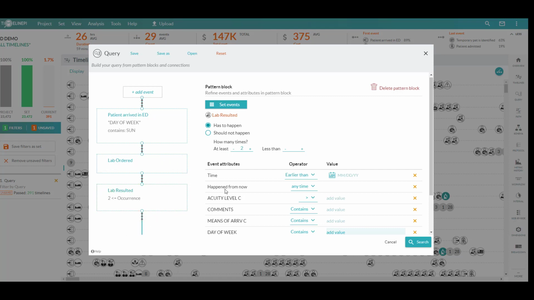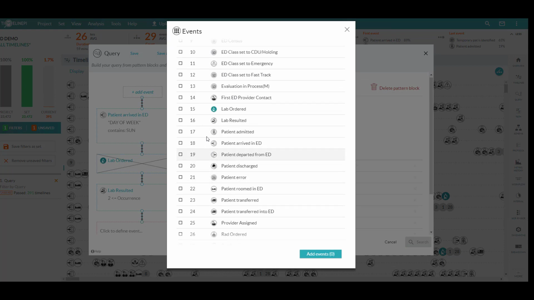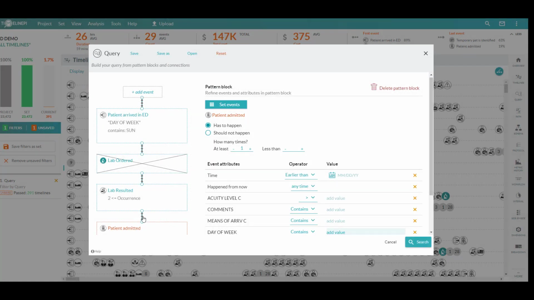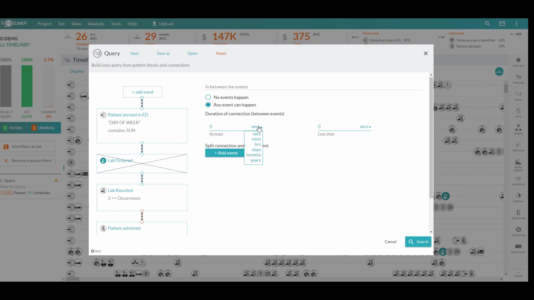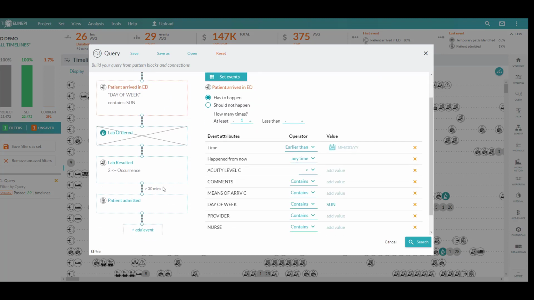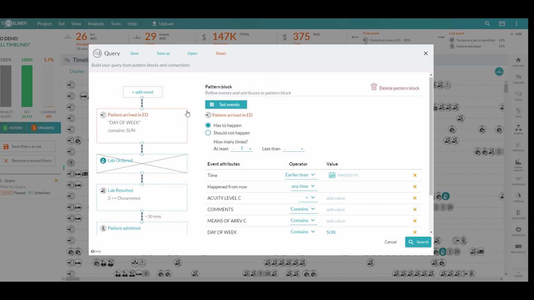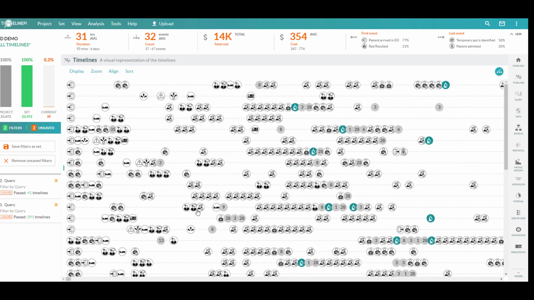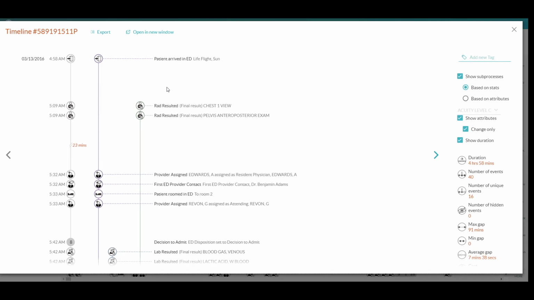And then lastly, let's say that that patient was then admitted into the hospital, but the time difference in between that last lab result and the patient admission is greater than 30 minutes. So if this represents a non-compliant or a risky set of behaviors, I can now tie all these together, search based on this specific scenario to understand if this is happening in my ED and get the response that yes, it is. Here are the 39 patients that exhibited this specific set of events.